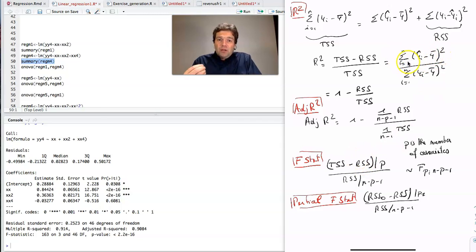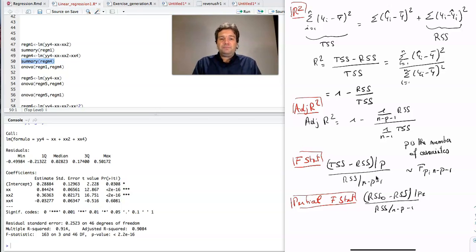Okay, we use this quantity, and when the numerator is large, that means when the dispersion of the predictions is large with respect to the residuals, this quantity is large. And when this quantity is large, that means that the model makes sense. The inserted model makes sense.